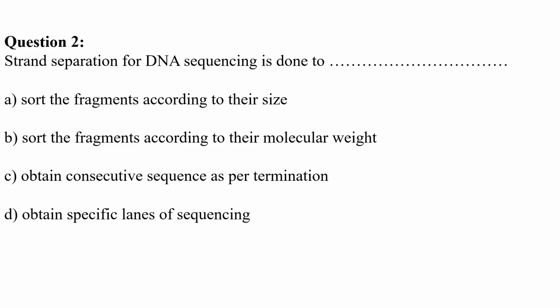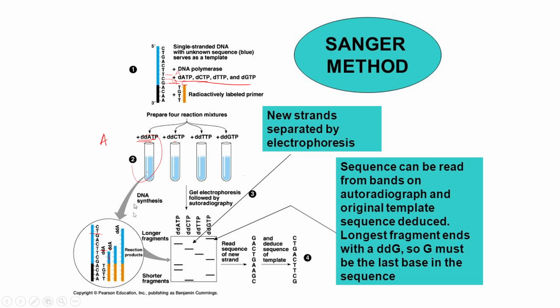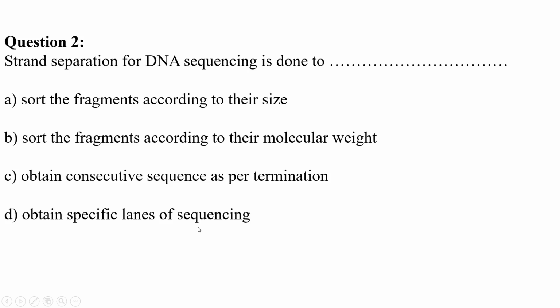So, the correct answer here would be to sort the fragments to obtain the consecutive sequence as per termination. As I've already explained in the Sanger sequencing, what we are doing is basically separating the strands based on their sizes to get the sequence. The smallest band will be the first base that is incorporated, then the next, and like that we go higher in size, right?